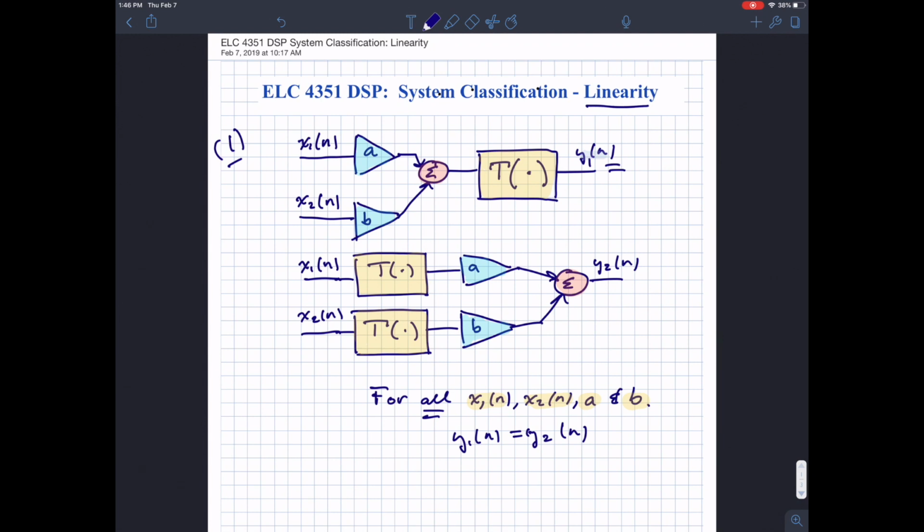If I do that in a different order, if I take x1 and apply that to the system, multiply by a, take x2, apply that to the system, multiply by b, combine those together with a sum and get a second output, the system is linear if and only if y1 of n is equal to y2 of n. Okay, so that's what we talked about.